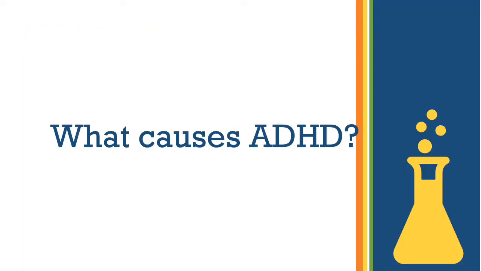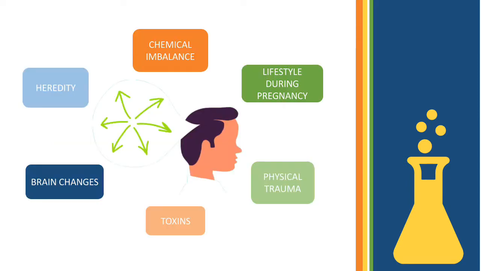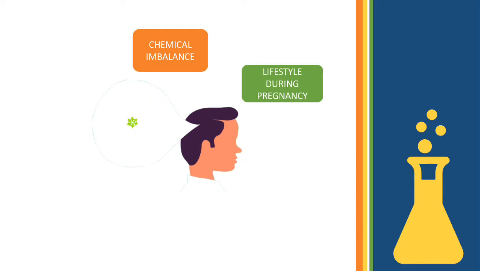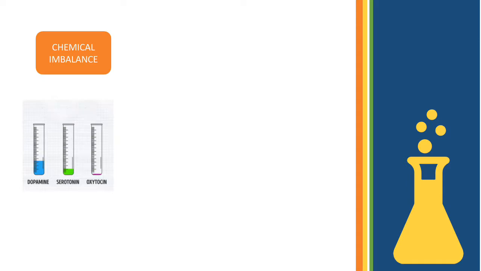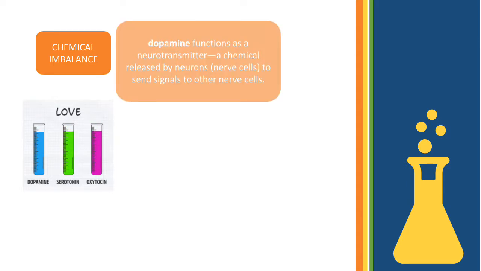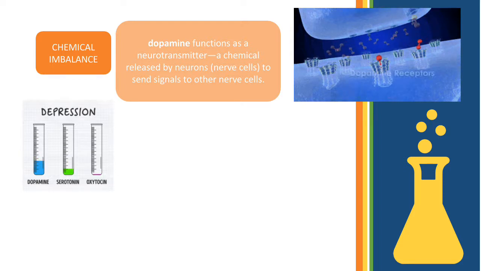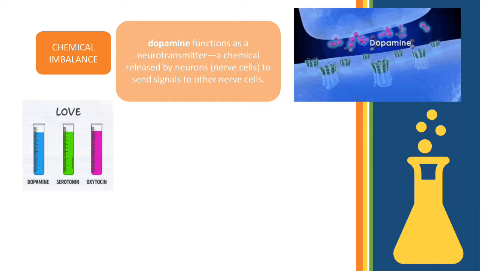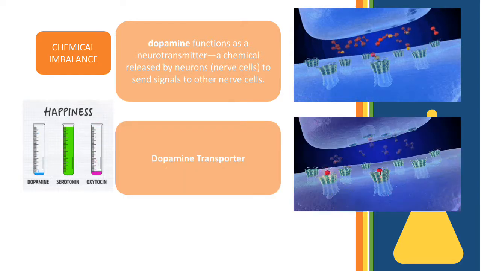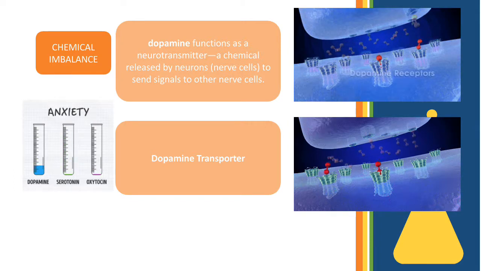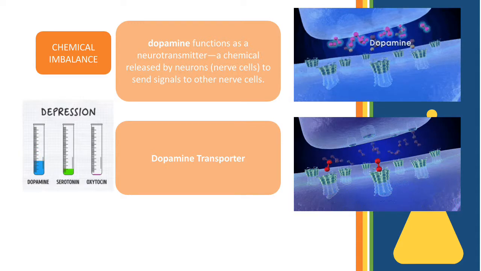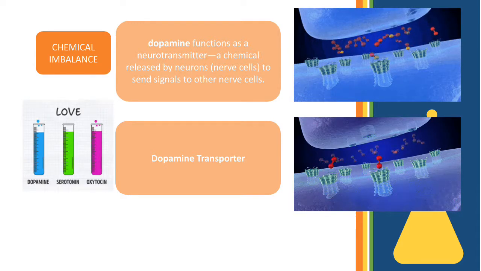Next, what causes ADHD? There are multiple causes of ADHD, such as chemical imbalance, lifestyle during pregnancy, physical trauma, toxins, brain changes, and heredity. First is chemical imbalance. We have dopamine that allows us to regulate responses and take action to achieve specific rewards. It is responsible for feelings of pleasure and reward. It functions as a neurotransmitter, a chemical released by neurons to send signals to other nerve cells. The dopamine transporter is a transmembrane protein that is responsible for the reuptake of dopamine from the termination of dopaminergic transmission.